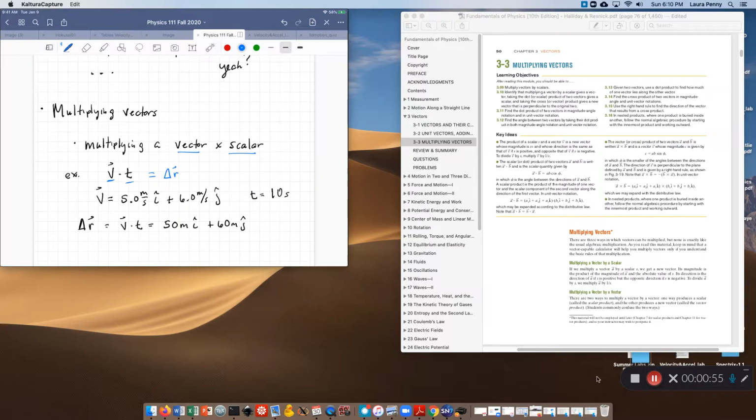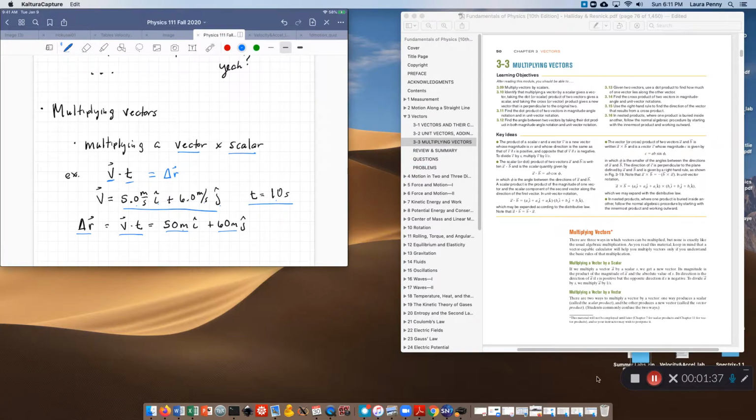Say our velocity is written in unit vector notation, where in the x direction the velocity is 5 meters per second, and in the y direction the velocity is 6 meters per second. Let's assume we're talking about 10 seconds. If I multiply these together, 10 seconds times 5 meters per second gives 50 meters, and 10 seconds times 6 meters per second gives 60 meters. So my displacement, in unit vector notation, is 50 meters in the x direction and 60 meters in the y direction. I end up with another vector.